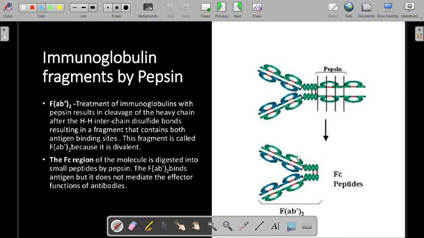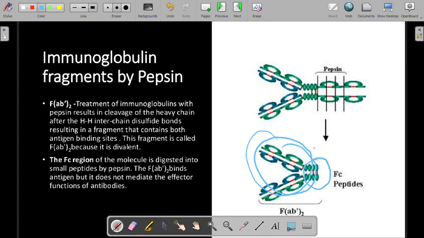Now we'll see the immunoglobulin fragment digestion by pepsin. The treatment of immunoglobulin with pepsin results in cleavage of the heavy chain after the heavy chain interchain disulfide bond, resulting in a fragment that contains both antigen binding sites. This fragment is called F(ab')2 because it is divalent. These both are combined together.